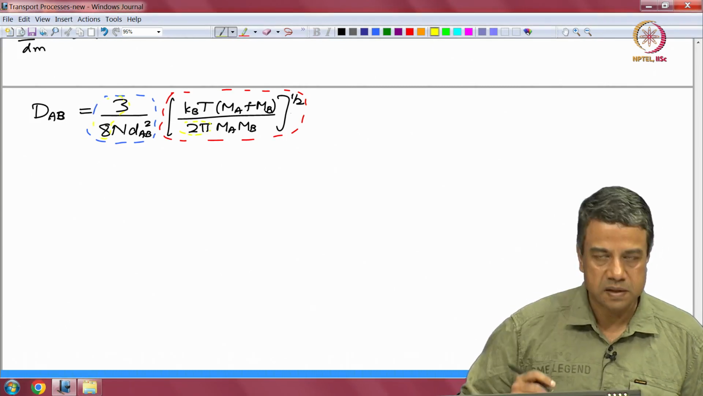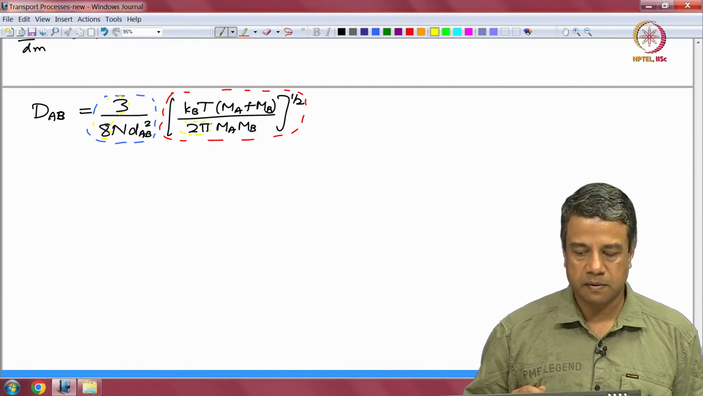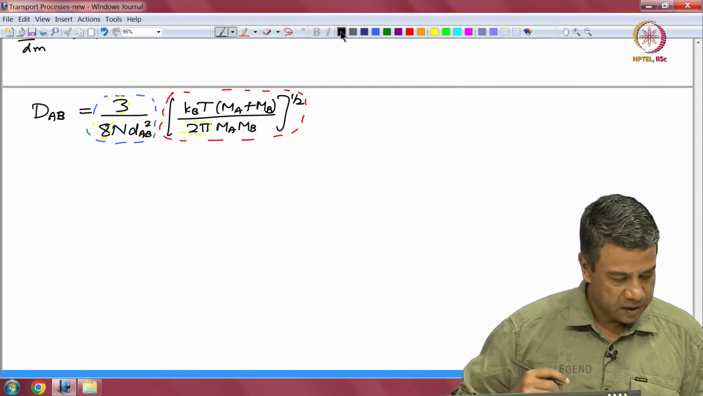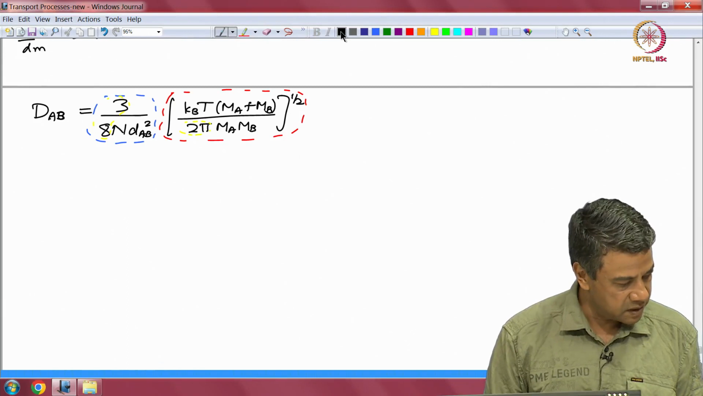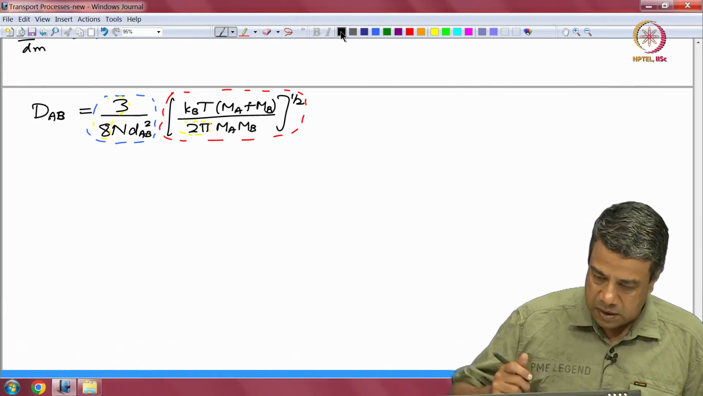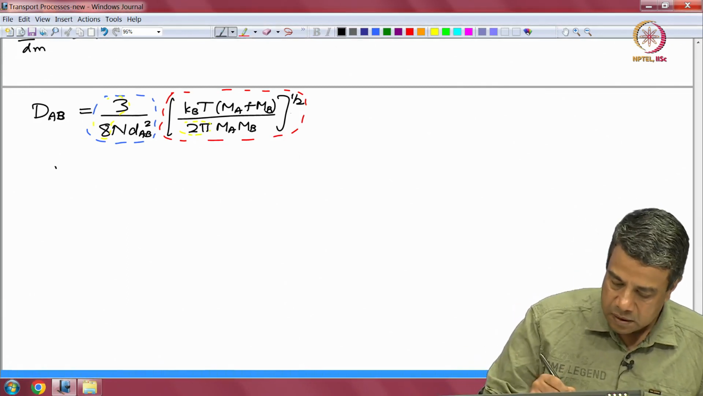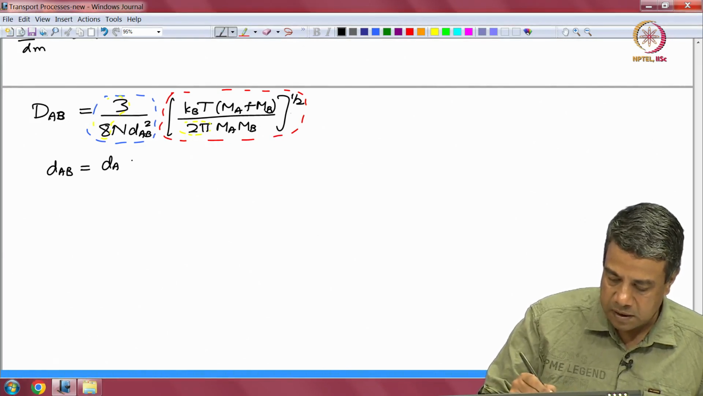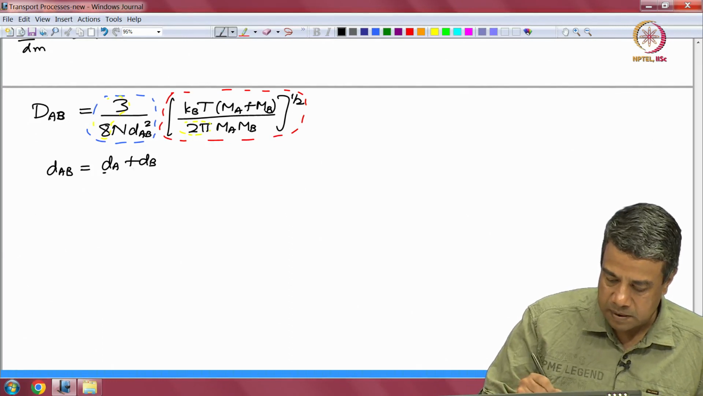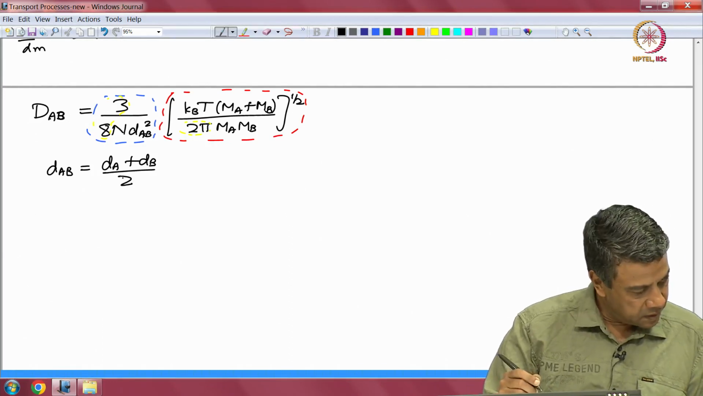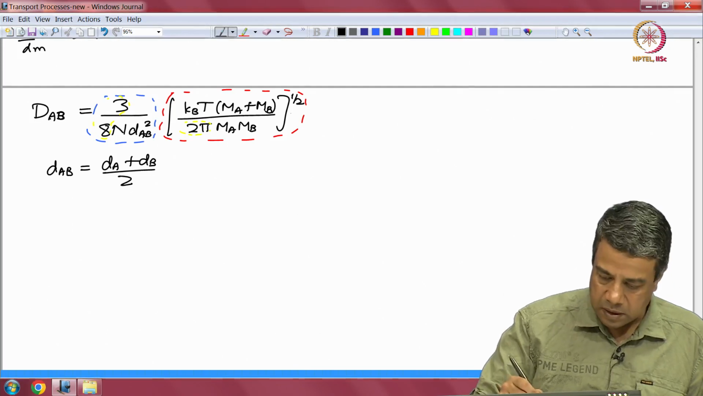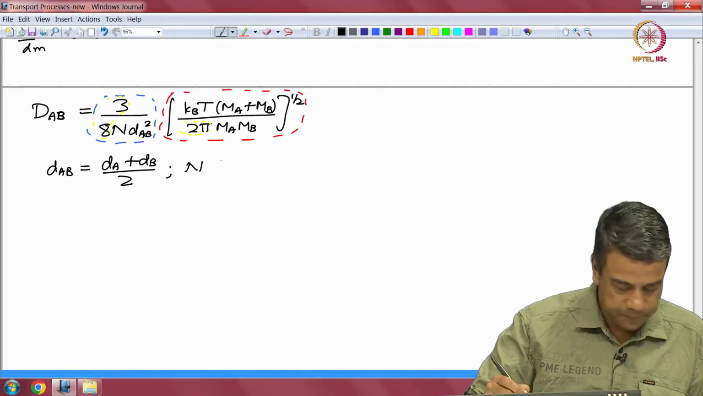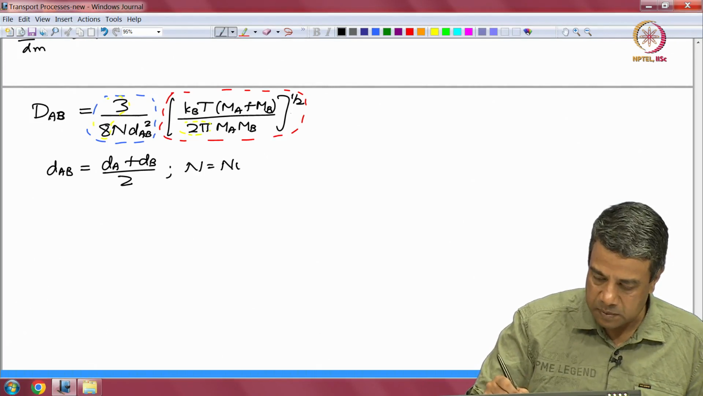So, this is an exact expression you can get from kinetic theory of gases for the molecular diffusion coefficients, where dAB is the average diameter, (dA plus dB) by 2, and n is the total number density.